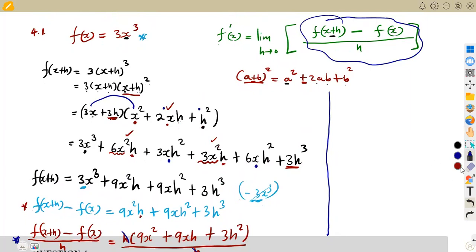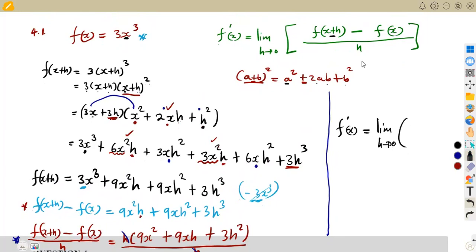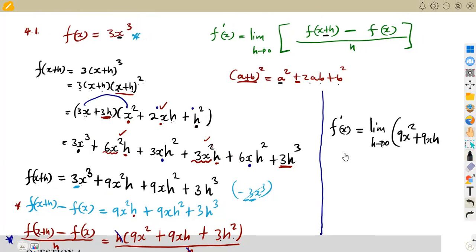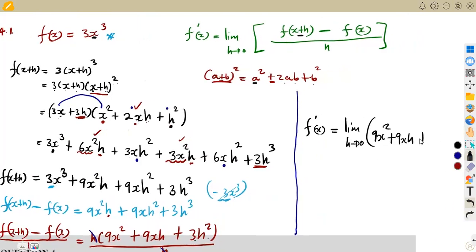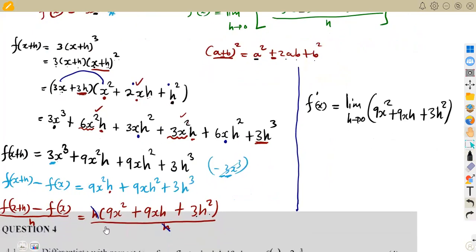So it simply means our first derivative with respect to x is going to be equal to the limit as h is approaching 0. We simplified everything here. This is what we obtained here. So we are going to have 9x squared plus 9xh plus 3h squared. So this is what we are going to have at the end. Remember, we canceled the h and the h in this case. So we no longer have this h.